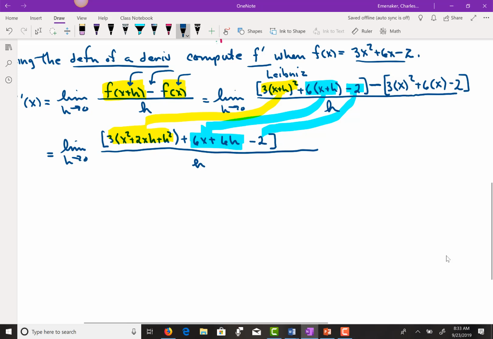Okay, now we turn to the right end of that numerator, and you see that minus sign? We have to distribute that, don't we? That thing is going to be times the 3x squared, times the 6h, and times the negative 2, which will give us minus 3x squared minus 6x plus 2. Everybody good so far? Equals. Now, yeah, we're going to deal with that 3.